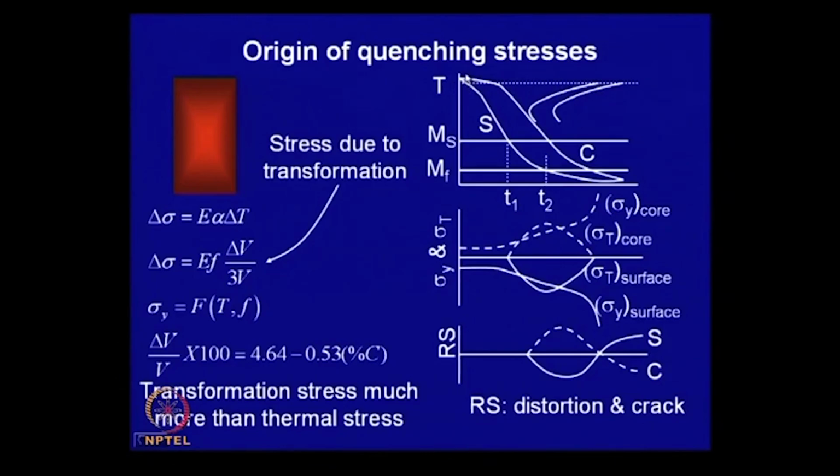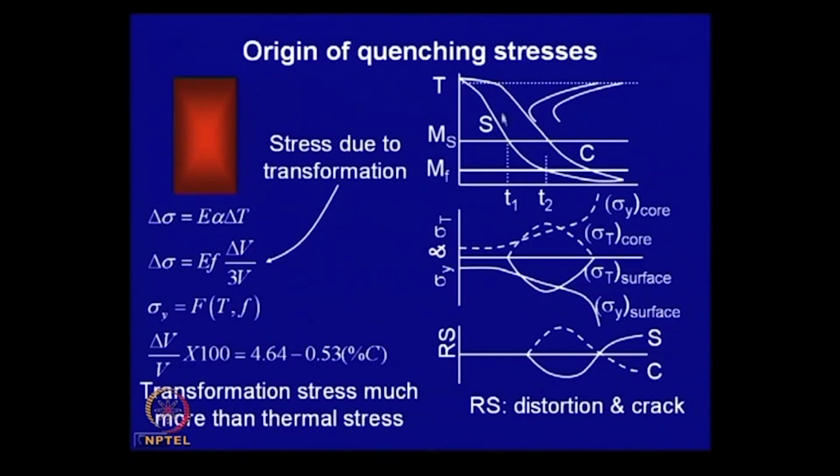On this, the cooling curve for the core and the surface, which is plotted here. Surface cools faster, core cools slower, and in both cases we are assuming that the cooling rate is fast enough to avoid that nose of the CCT diagram. So, therefore, you are going to have martensite at both the surface as well as the center.